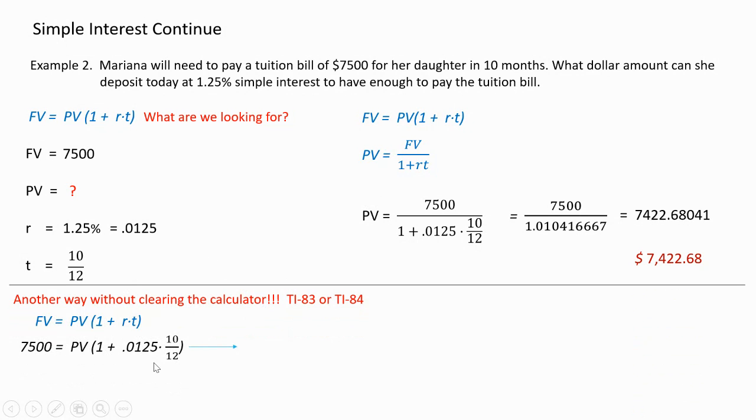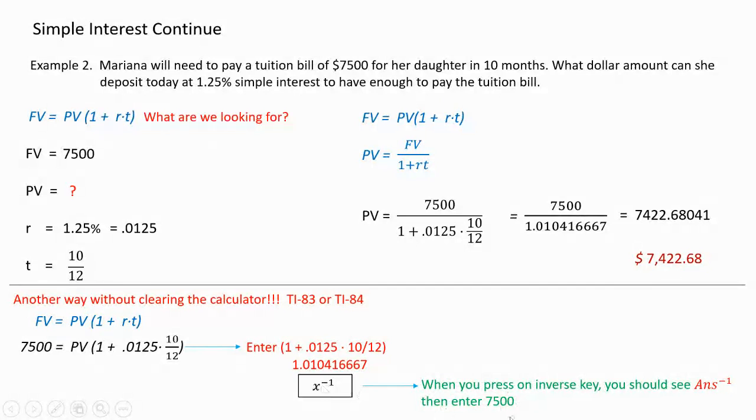So I'm going to enter this in the calculator. I'm going to put 1 plus 0.0125 times 10 divided by 12, and this is what it should give you: 1.01041667. Then I'm going to hit the inverse key. The inverse key actually multiplies both sides by the inverse. So you press the inverse key, then you enter. When you press the inverse key, this is what you should see, answer to the -1, and then you enter 7,500, and that's your answer. See, we get the same answer.